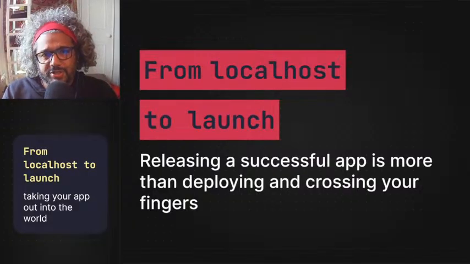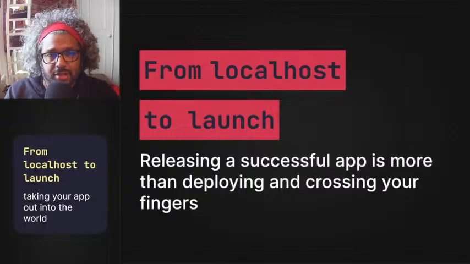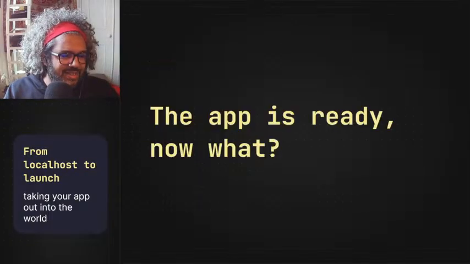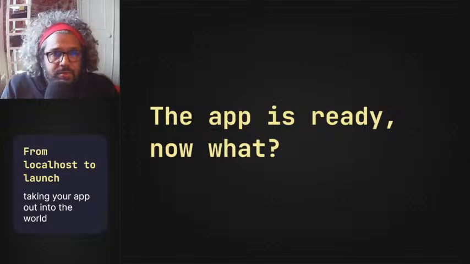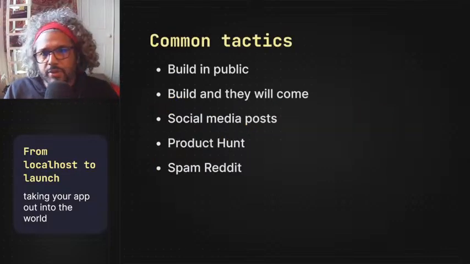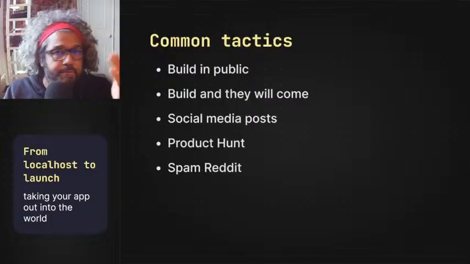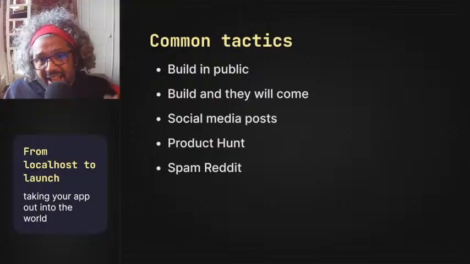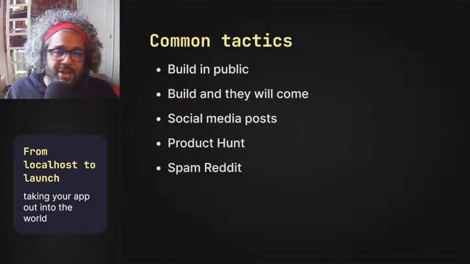From Localhost to Launch. Releasing a successful app is more than just getting the code done, getting your QA done, pushing it to your repo, deploying it to your server, and crossing your fingers and hoping for the best. Your app is ready. Well, now what? Some of the most common places to go is build in public, build and they will come. People will create a social media account and start posting about how great their app is. They'll go into Product Hunt and say, hey, look at my great thing. And they'll probably go into Reddit and do a load of posts and try to get some attention that way.